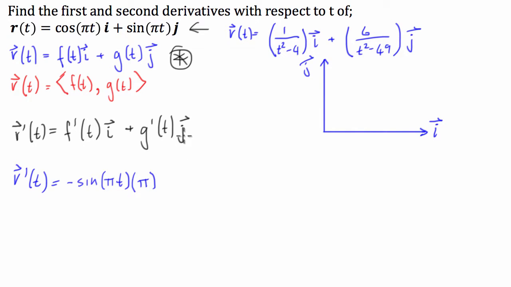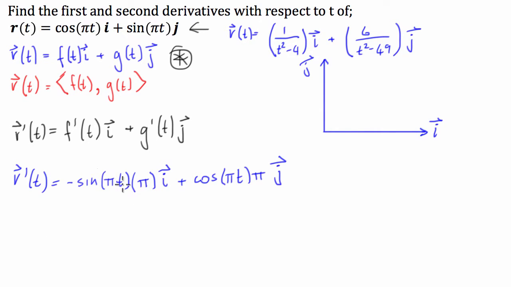And then we can multiply it by i, plus the derivative of the second part. The derivative of sine is just cos, and the derivative of pi t, like the first one, is just pi. And we're going to multiply that by j.